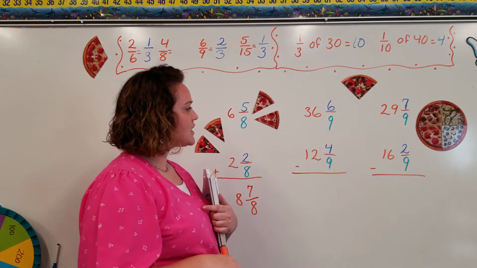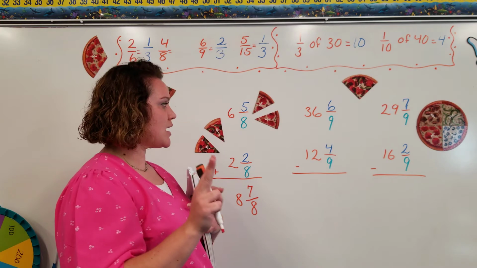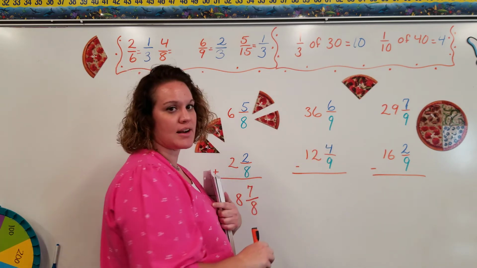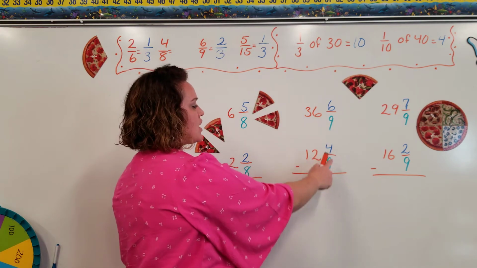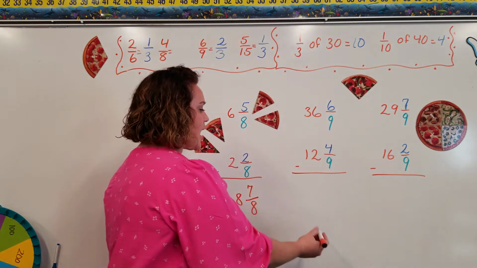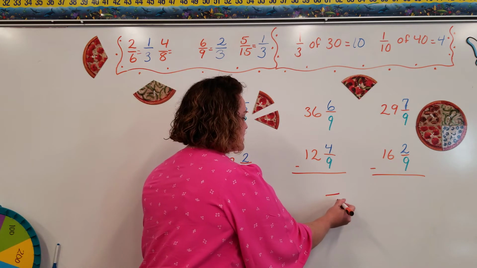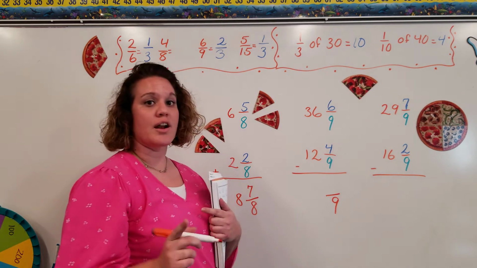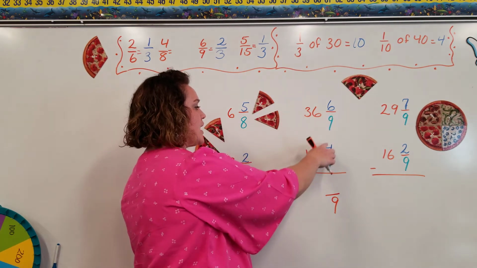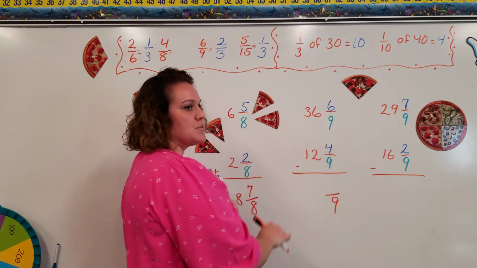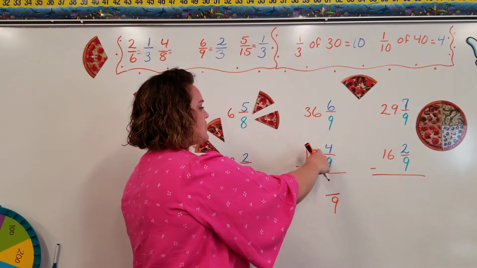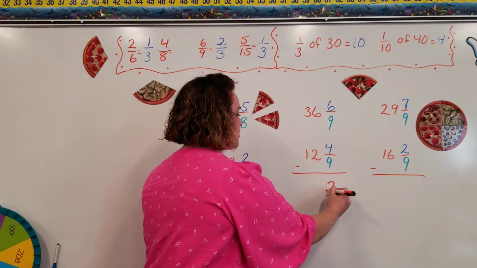Let's subtract these using the same 2 steps. First, we're going to subtract the fraction. Notice that our denominator on both is a 9. Our 9 stays the same. Then we're going to look at our numerator. Our numerator is different. I subtract my numerator, 6 minus 4 equals 2.